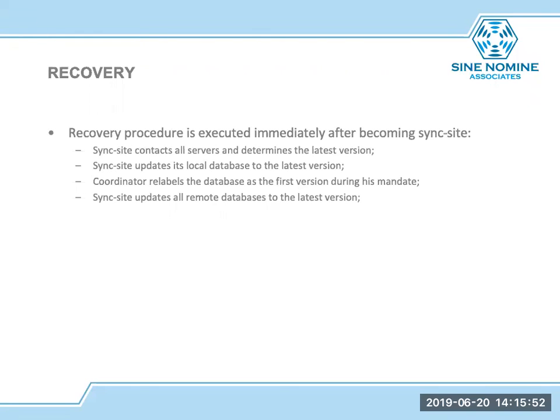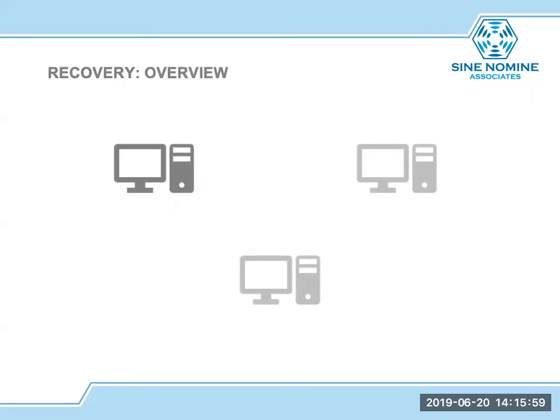And with that information, the Sine site is going to send a copy of the most recent version to everybody else. So again, let's look at this example here to see how that's going to work. The Sine site is going to ask, what version do you have? In that specific case, this site here has the most recent version of the database. So the Sine site is going to request that version. All right, so now that the Sine site has the most recent version of the database, the Sine site has to send that version to everybody else.